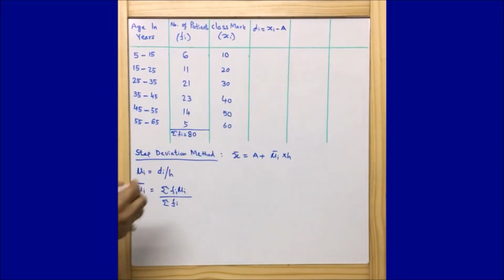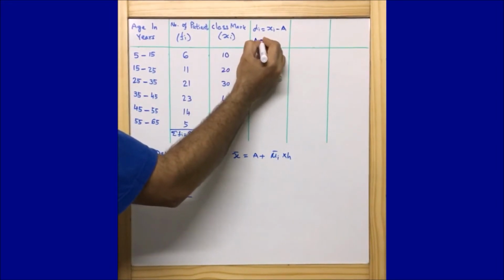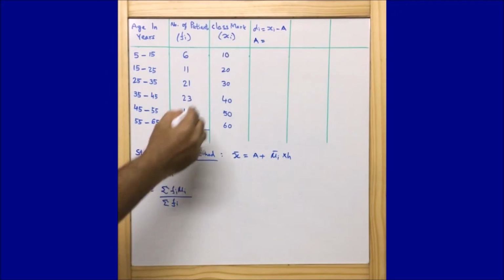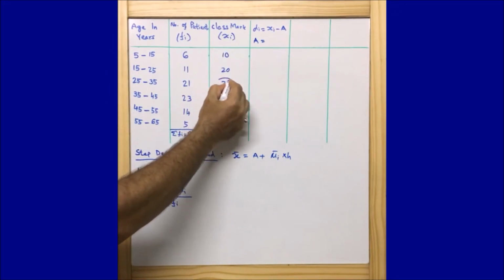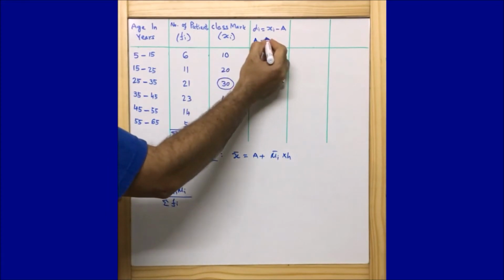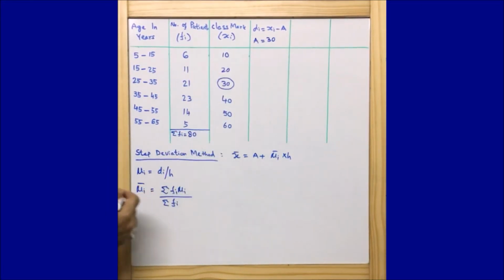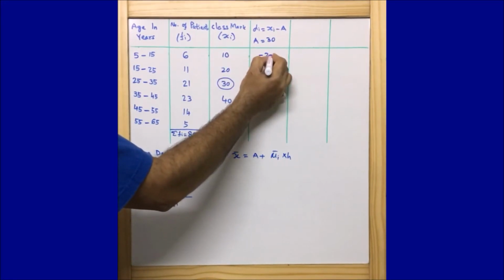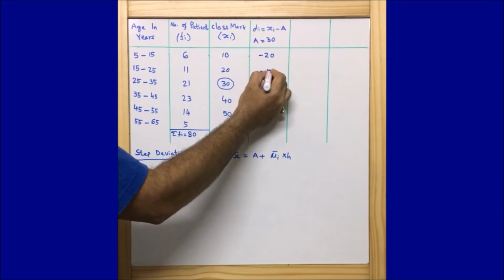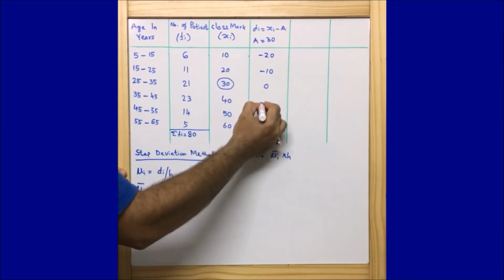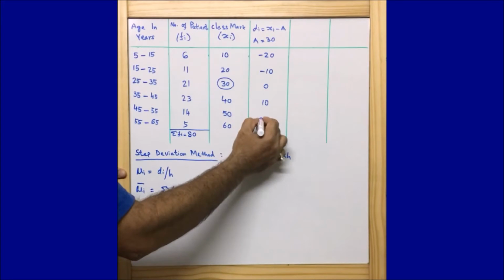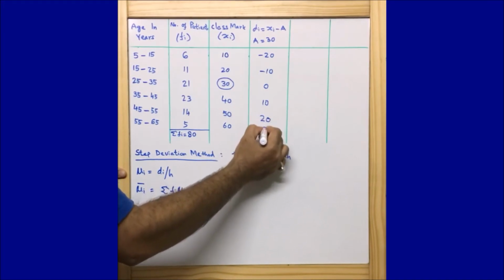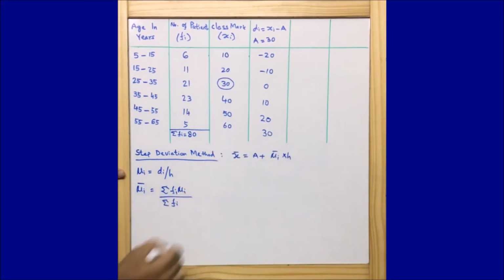So here assumed mean, what is that we are going to assume for our mean? So here let us assume 30 as our assumed mean. So I am going to write 30 as our assumed mean. Now let's see, xi minus a: 10 minus 30 is minus 20, 20 minus 30 is minus 10, 30 minus 30 is 0, 40 minus 30 is 10, 50 minus 30 is 20, 60 minus 30 is 30. So this is what we got for di: minus 20, minus 10, 0, 10, 20, 30.